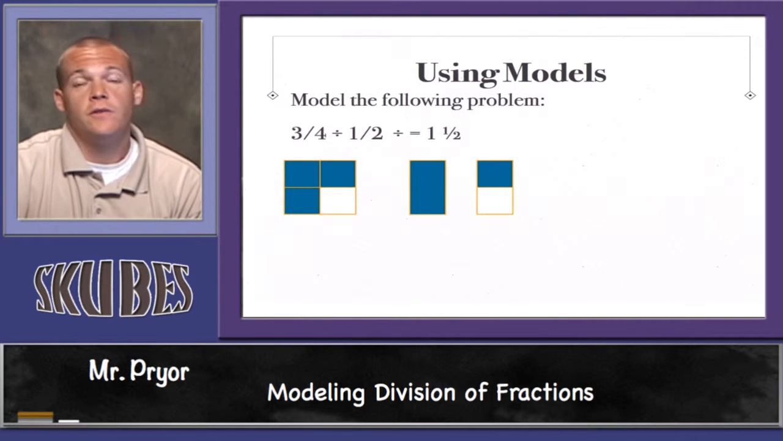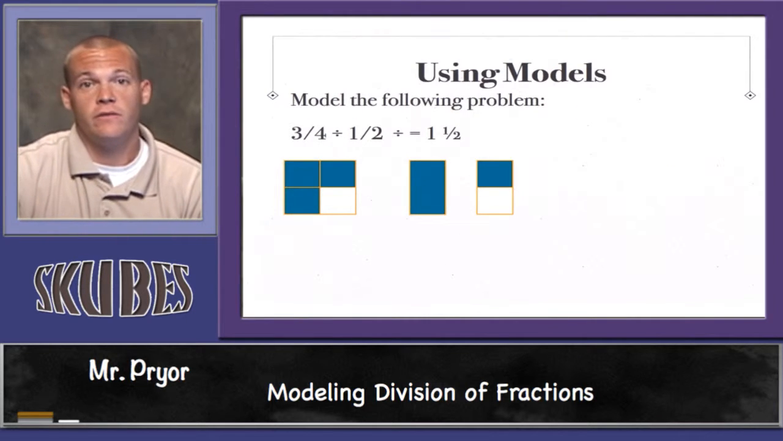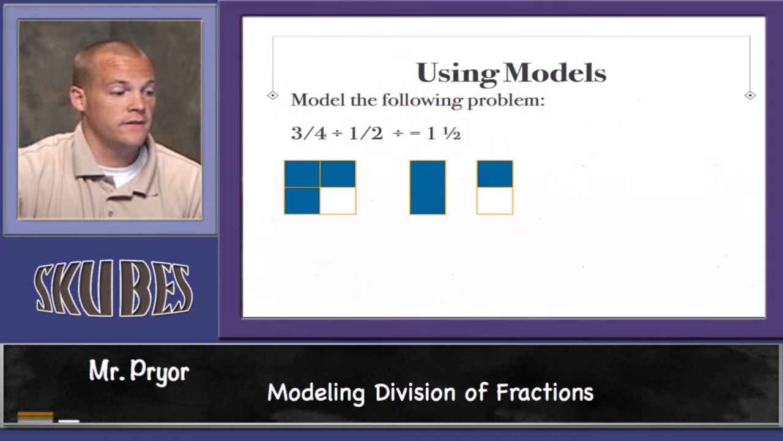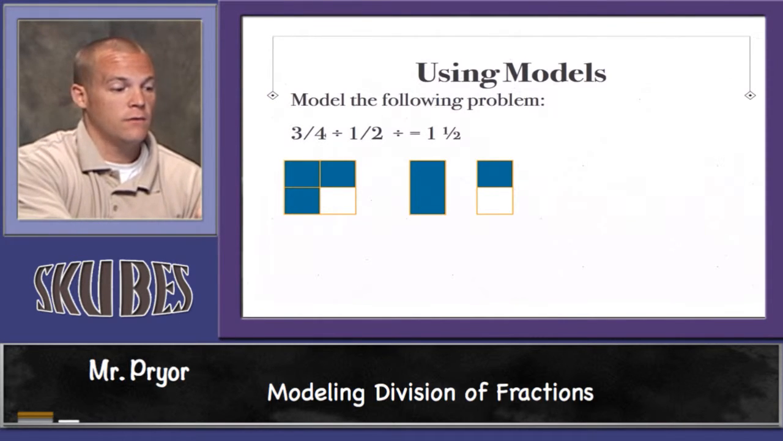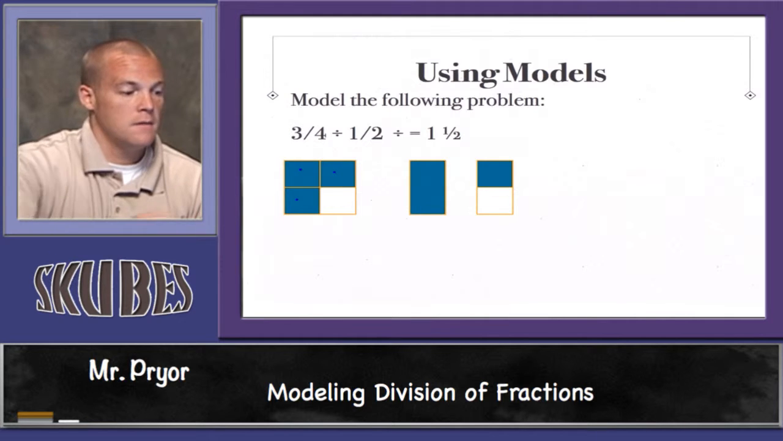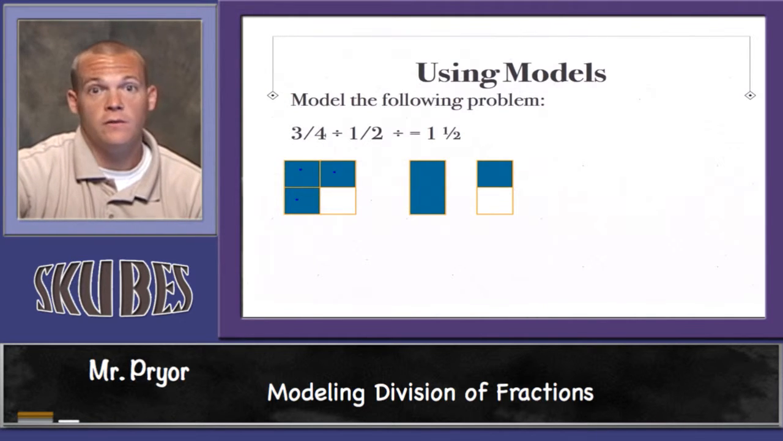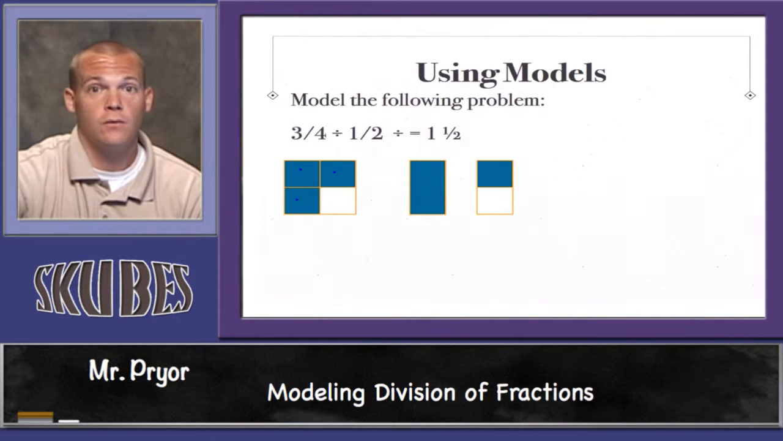Really quick, I just want to show you what a model of division of fractions looks like. This is the model of 3/4 divided by 1/2. 3/4 you can see is created by the three squares within the large figure. The whole is what we would call it. So that would be 3 out of the 4s, or 3/4.